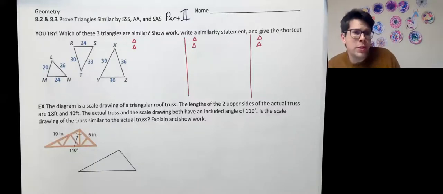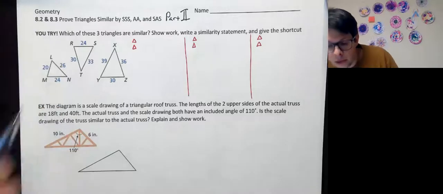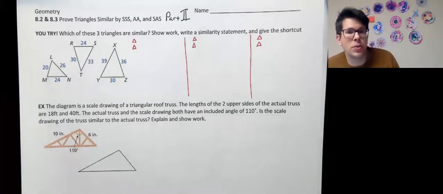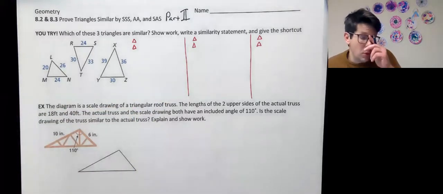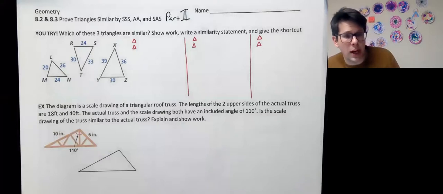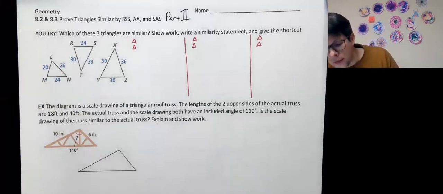Hello everyone, today we're going to be spending a little bit more time with sections A2 and A3, and we're going to be proving triangles are similar again using the side, side, side, angle, angle, and side, angle, side theorems. This is going to be part number 2, which is going to be mostly example problems and not too much more conceptual learning. So let's start off with this first guy right here.